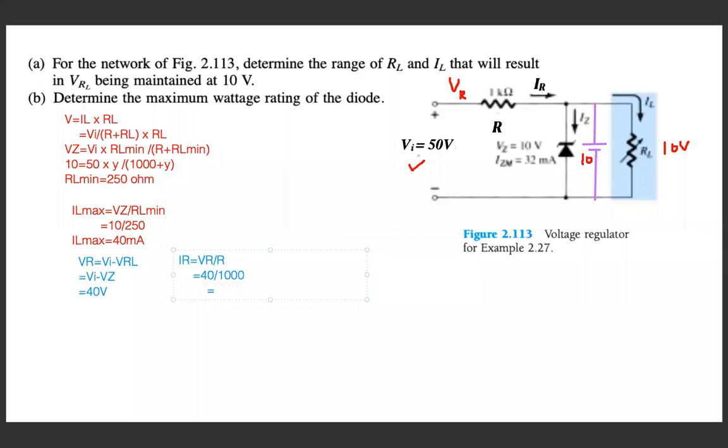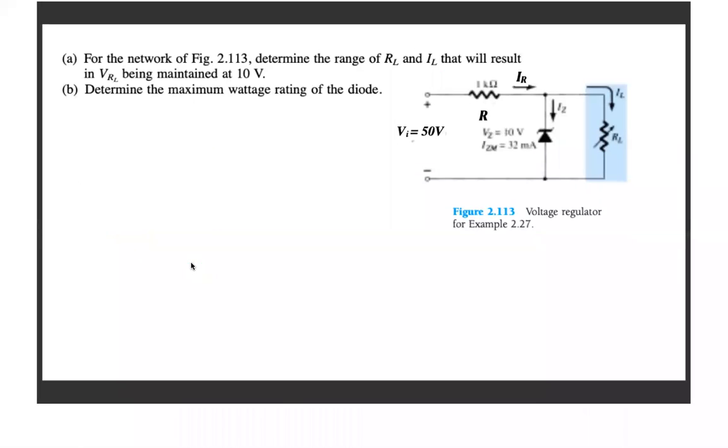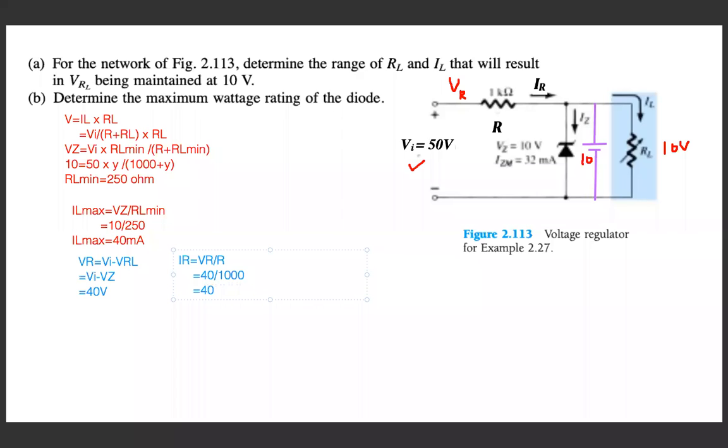ठीक है, तो ये कितना आया? Sir, इसका आंसर is 8 milliampere. नहीं, 40 डिवाइड बाय 1000 तो आपका 40 ही आया. 40 milli. Sir, IL minimum. Yes, 0.04 ampere. Yes, that's also correct. So this is the value of IR. Now IR is your 40 milliampere.